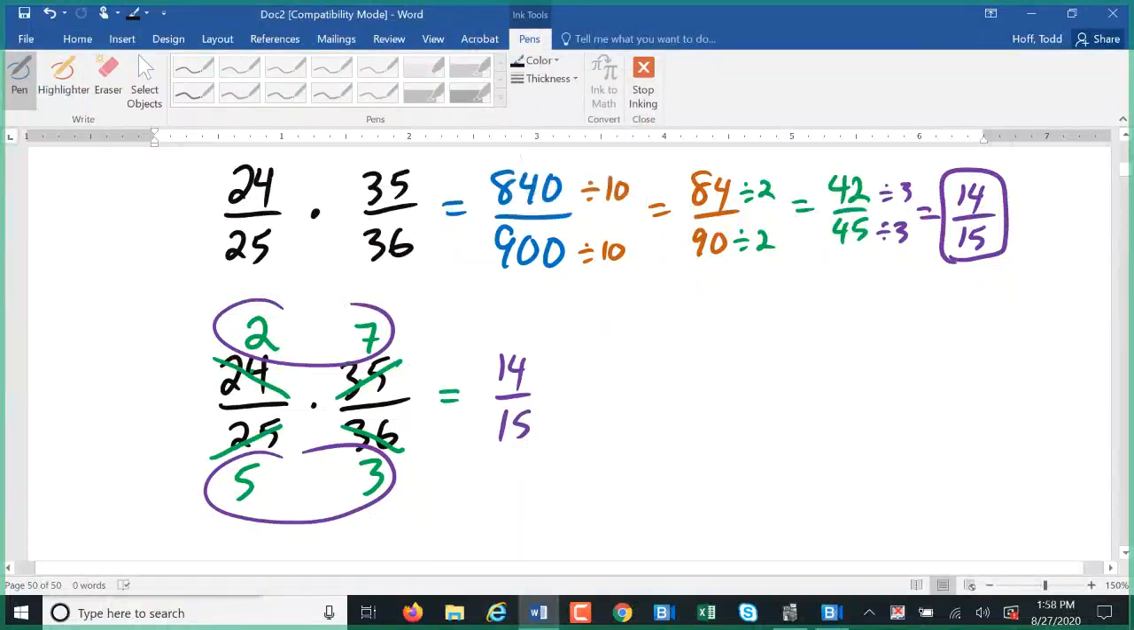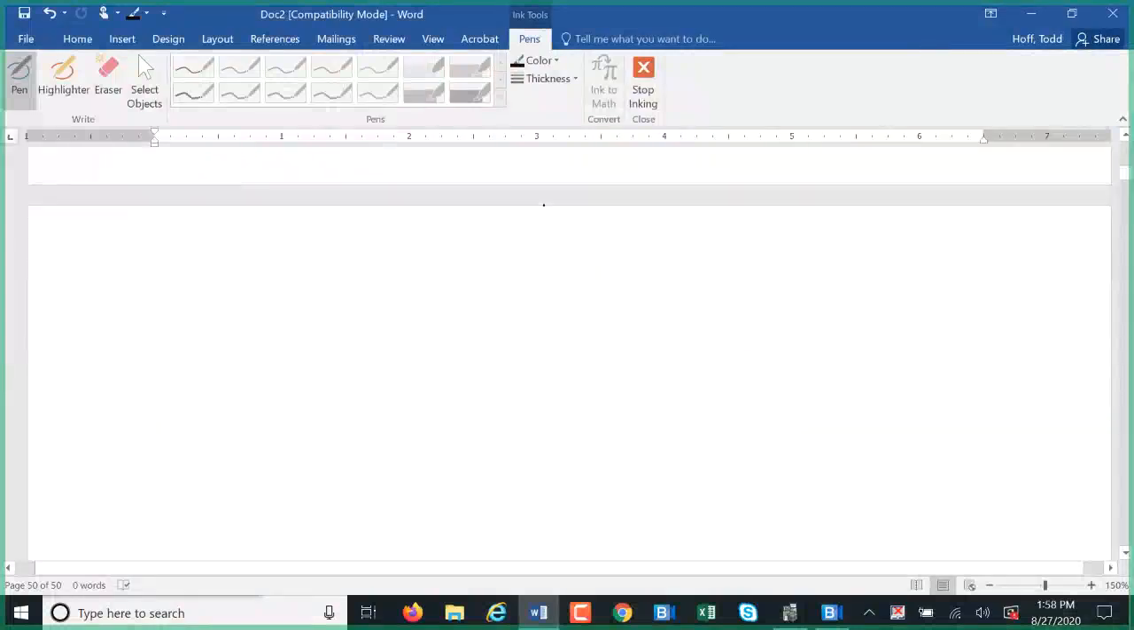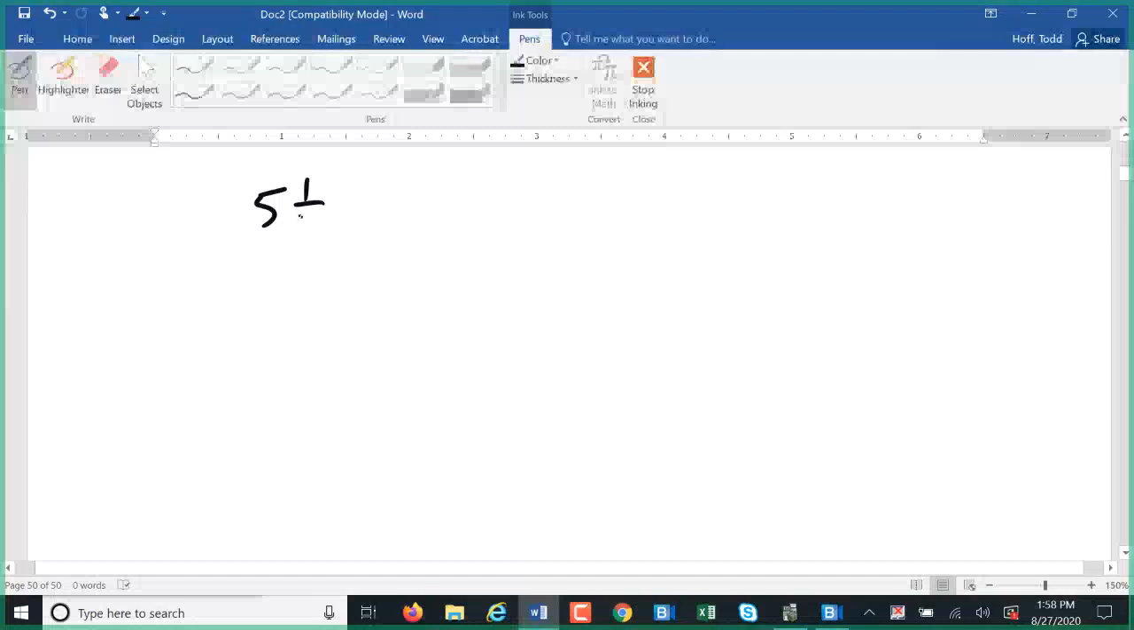Now, just like with addition and subtraction, I'm not going to take a lot of time doing examples of simple fractions. We're going to jump up to mixed numbers. Something like 5 1/3 times 2 3/4.